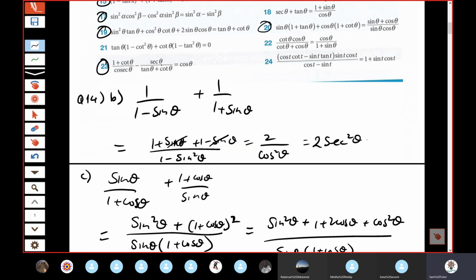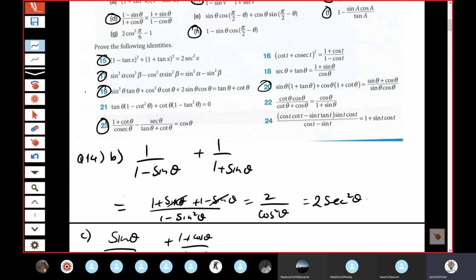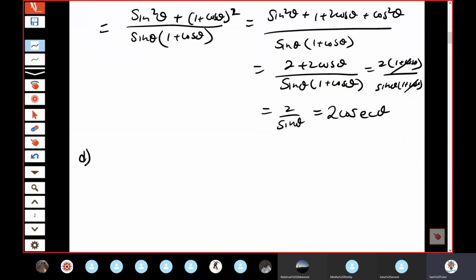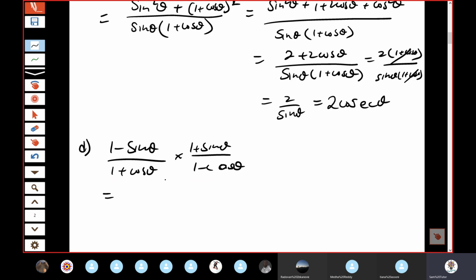One minus sine, one plus cos. Yep. What letter was that? D? D. One minus sine, one plus cos, times one plus sine, one minus cos. What do you do with a question like that? Just straight multiply. One minus sine times one plus sine, difference of two squares. One plus cos, one minus cos, again, difference of two squares. One minus sine squared, one minus cos squared, sine squared.